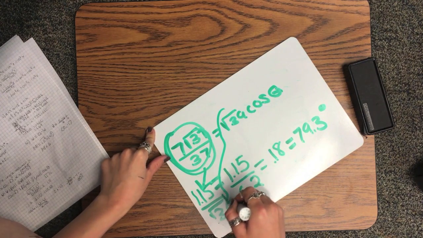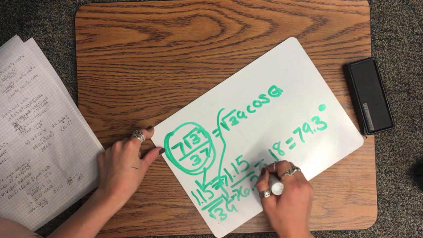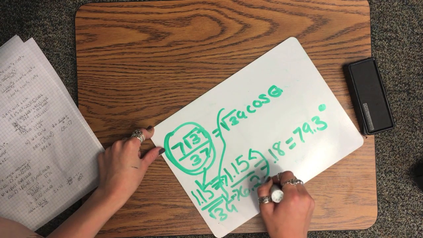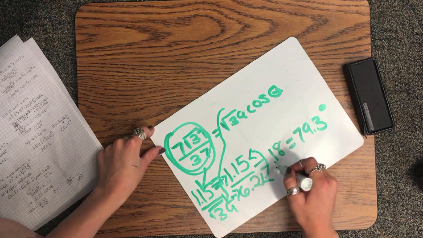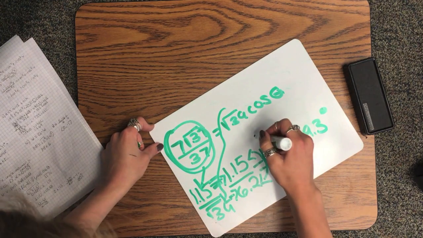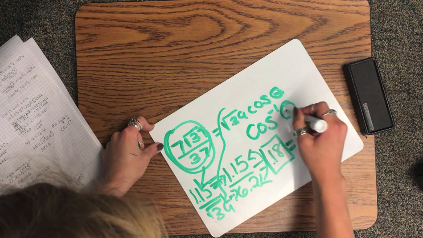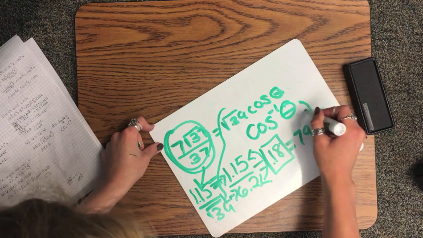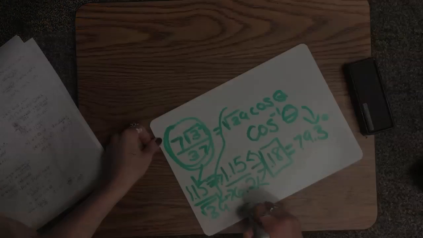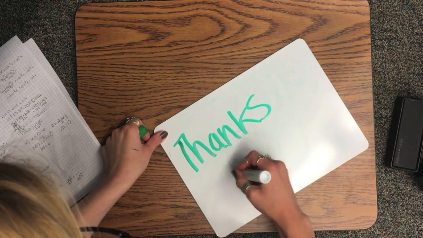I skip forward a little bit here, but I basically found that 7 root 37 over 37 simplified to 1.15, and then I used algebra to divide each side by the root of 29. After I got that, I got 1.15 divided by 6.2 simplified, which was 0.18. After that, I took the inverse cosine of 0.18, and that gave me my answer, 79.3 degrees. And that's how you find the angle between two vectors.